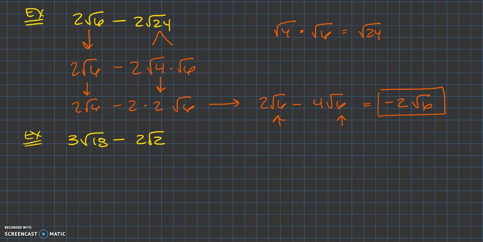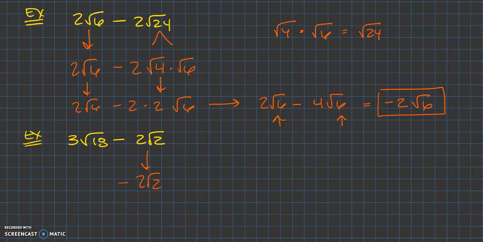I would encourage you to pause the video at this point and try our next example, 3 root 18 minus 2 root 2. All right, well, now that you've attempted the problem, we know that 2 is a prime number, so 2 root 2, that's going to stay just the way it is. 2 root 2, there's nothing I can do.